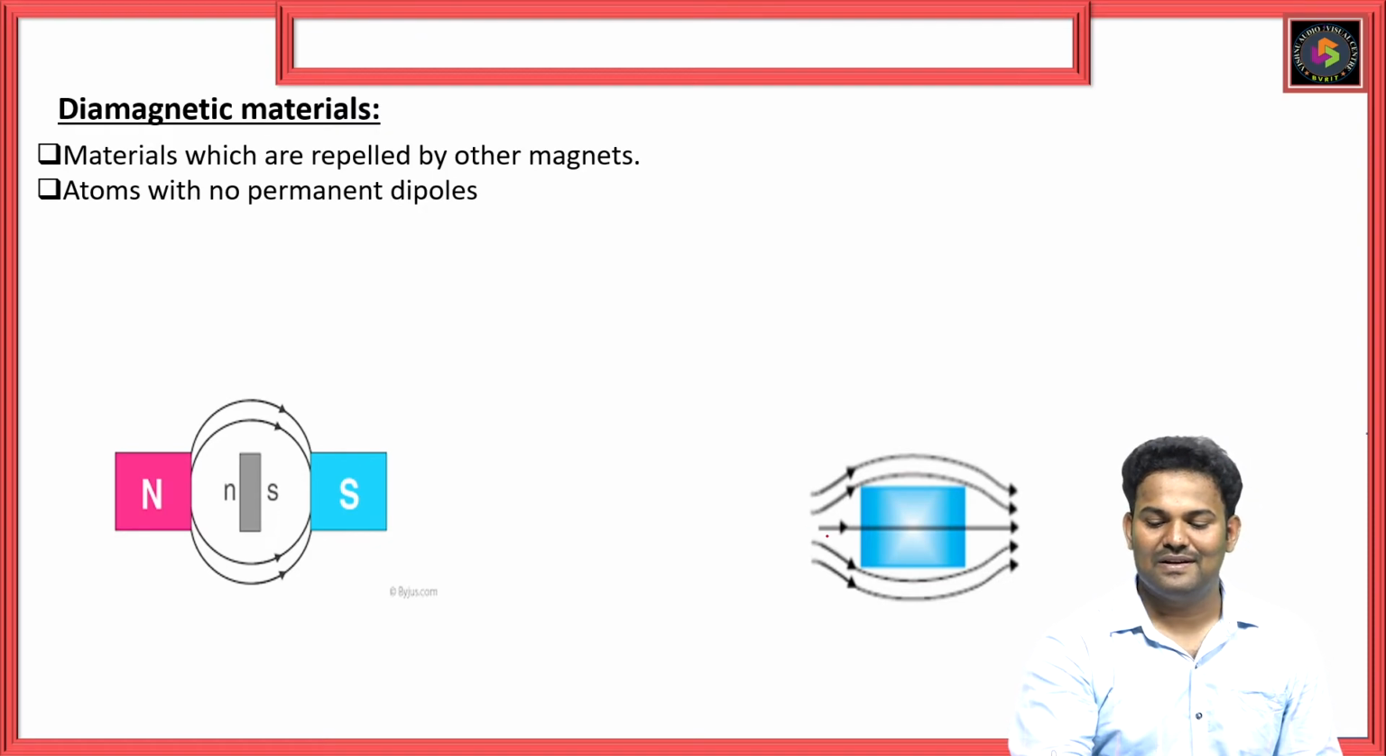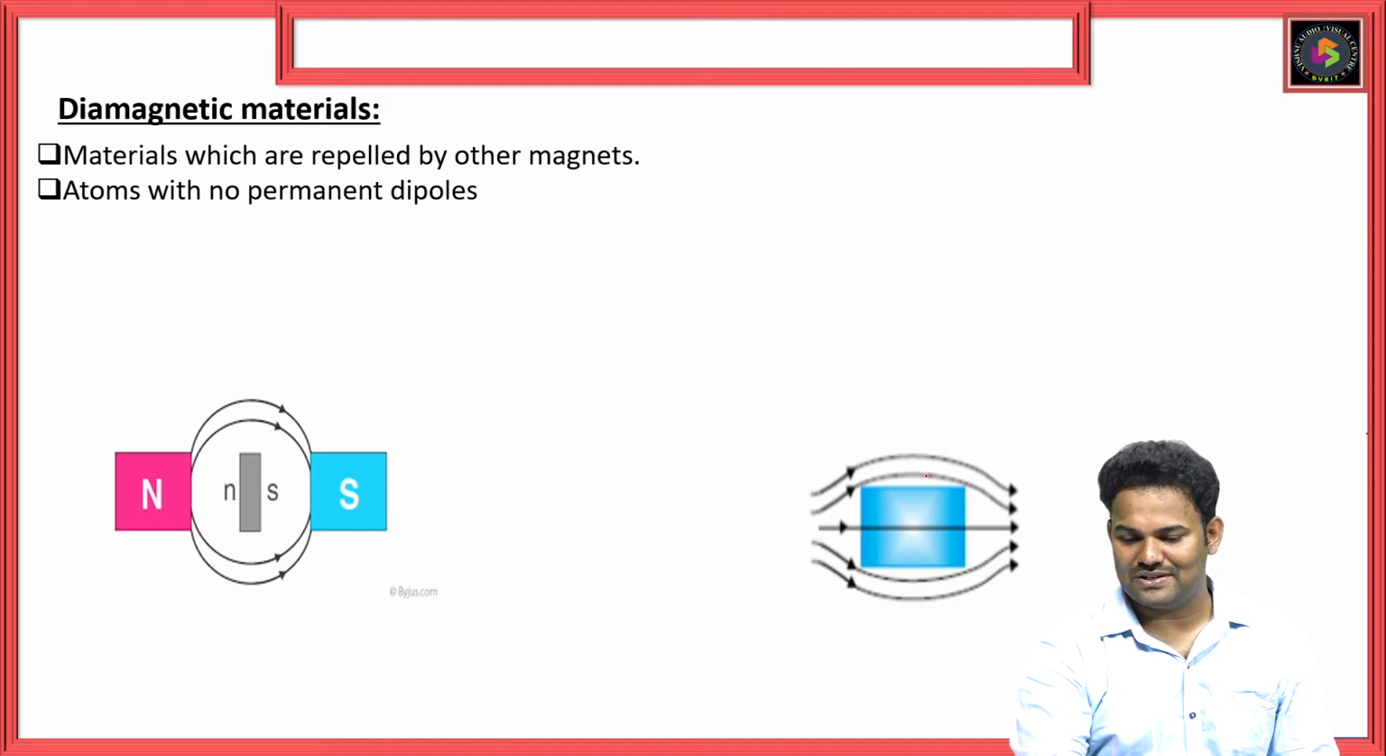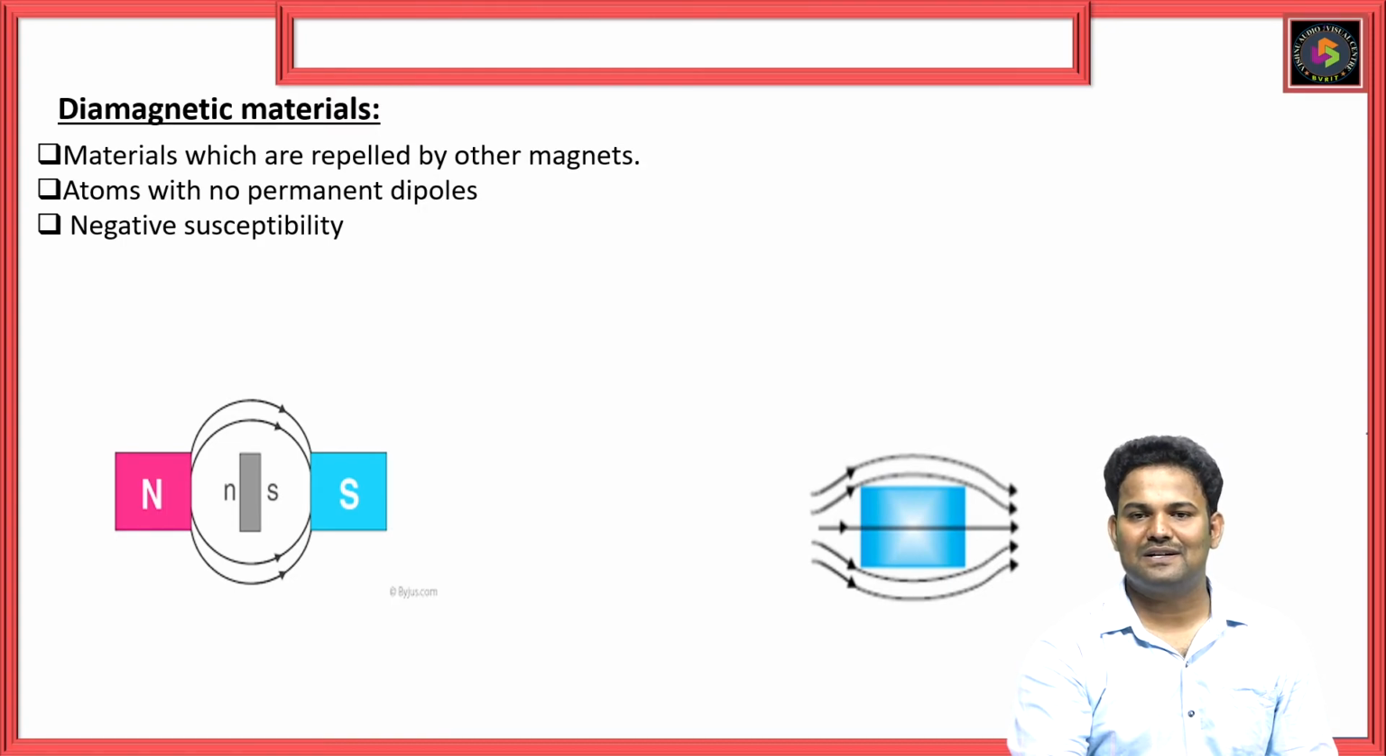See here the diagram. The materials are repelling in nature. These are atoms with no permanent dipoles, because the electrons are completely filled in the orbitals. Let us take an example as previously we have taken calcium. Similarly, you will take zinc. Zinc is having the atomic number 30.